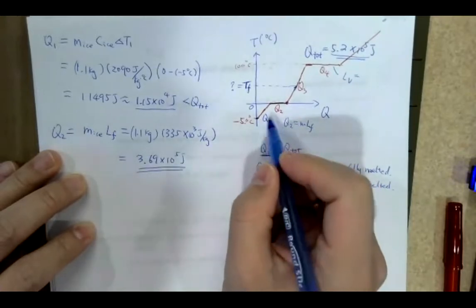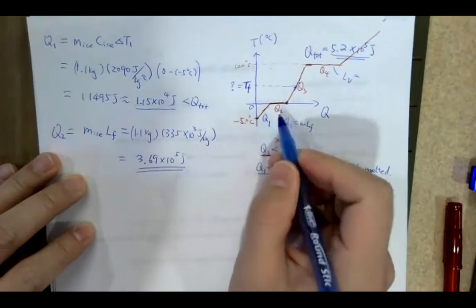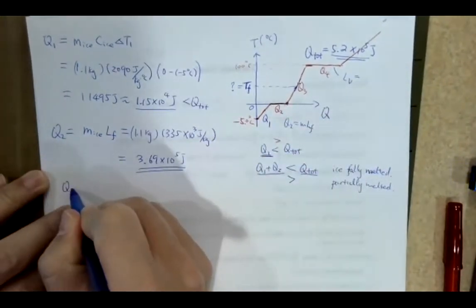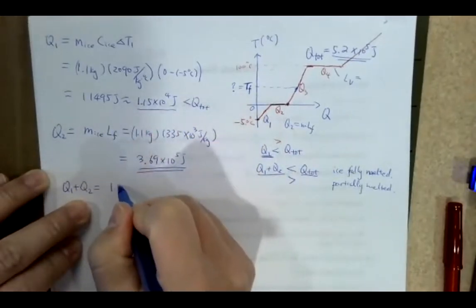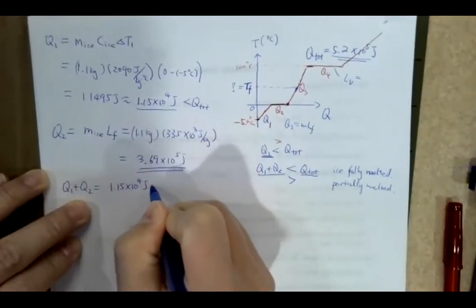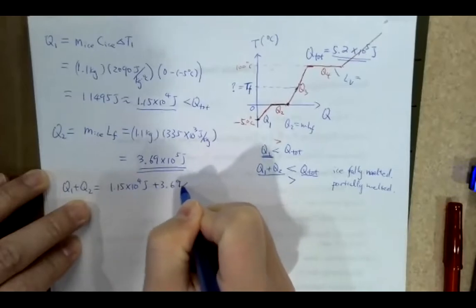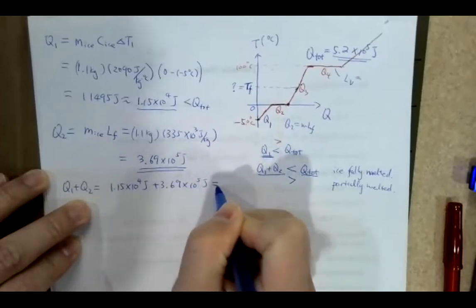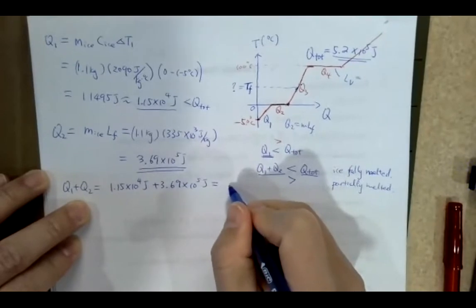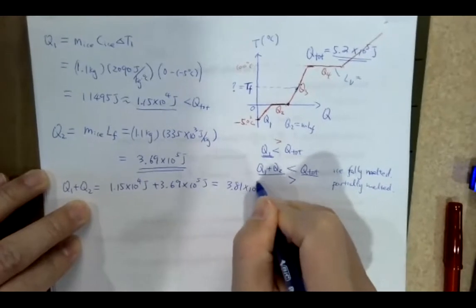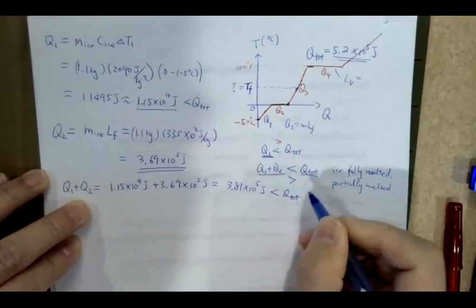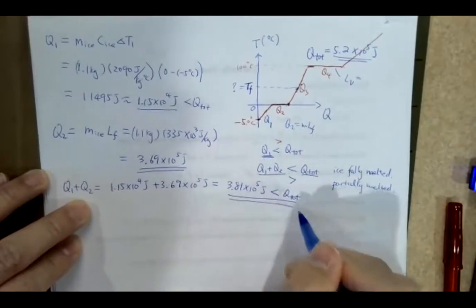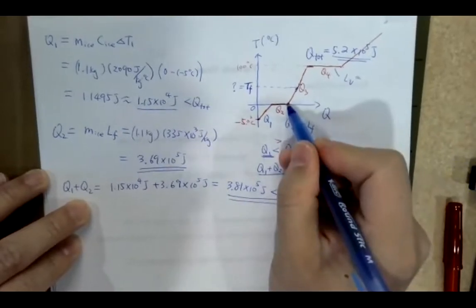Now we have to see what's Q1 plus Q2. All right, so Q1 plus Q2 would be this guy plus that guy, 1.15 times 10 to the fourth plus 3.69 times 10 to the fifth joules. Okay, that gives us about 3.81 times 10 to the fifth joules. This is still less than Q total. Okay, so that means the ice will fully melt.